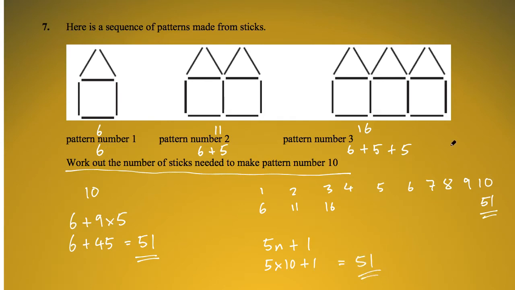So any one of those methods is valid. This is the more advanced method. So if you know about algebraic sequences, that's the one that you would use. That's called linear sequences or arithmetic sequences, that method. Or nth term rule.